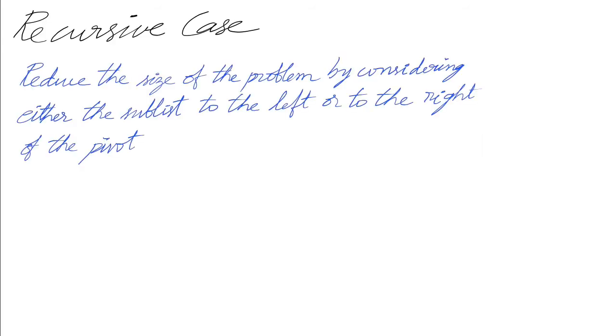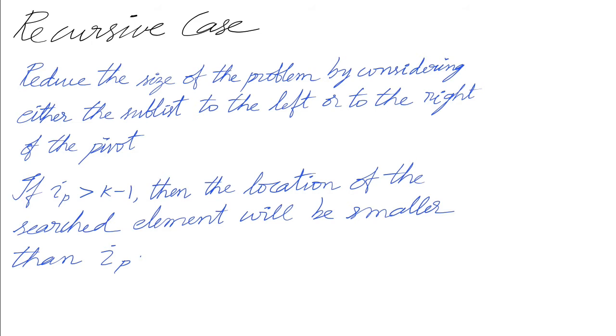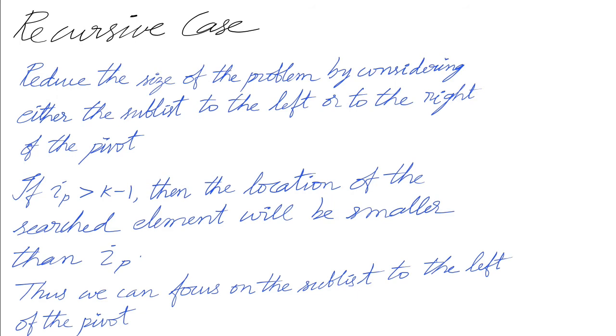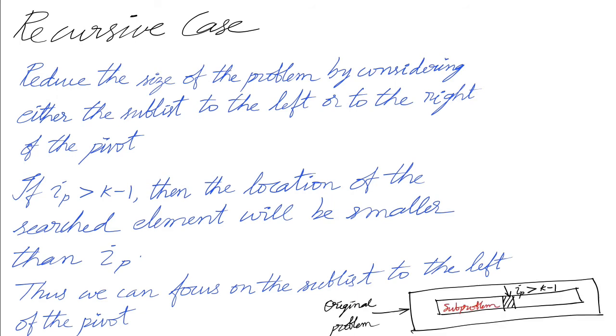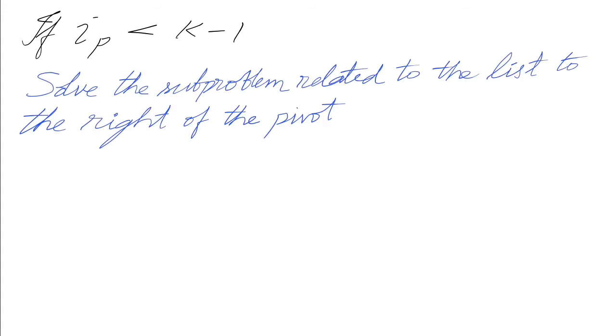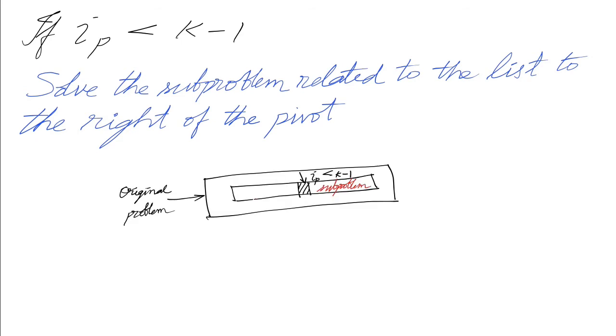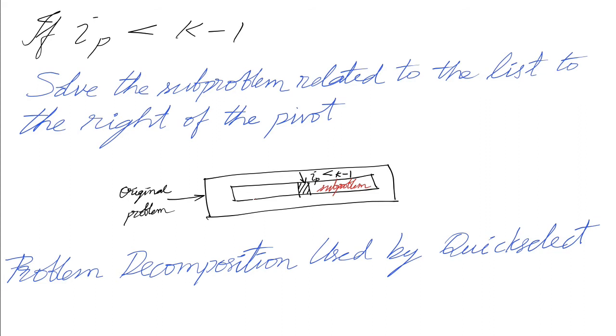In the recursive case, we reduce the size of the problem by considering either the left or right sublist. If the index of the pivot is greater than k minus 1, then the location of the searched element will be smaller than the index of the pivot. Thus, we can focus on the sublist to the left of the pivot, as shown in this diagram. Let's consider the index of the pivot is less than k minus 1. We solve the subproblem related to the list to the right of the pivot, as shown in this diagram. This is the problem decomposition used by quick select.